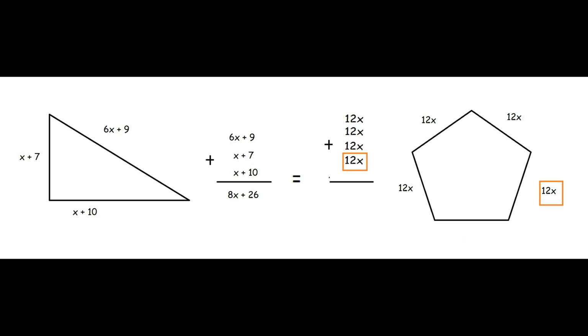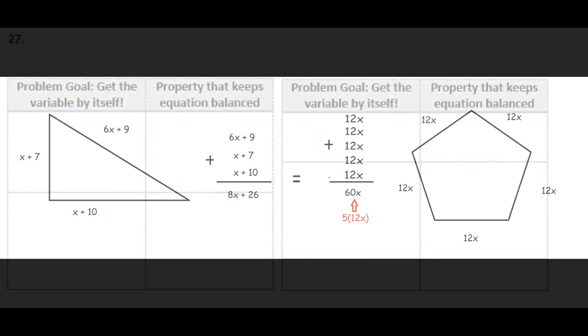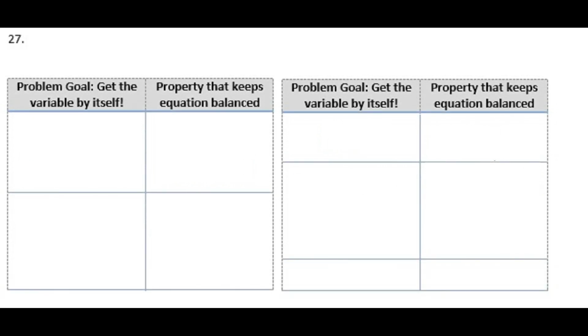So this is another 12x down here. So if you add up 12 5 times, you end up with 60x. Now, if you really wanted to get fancy about it, you could apply the distributive property here and just multiply 5 times 12x equals 60x. Now we got to solve it.